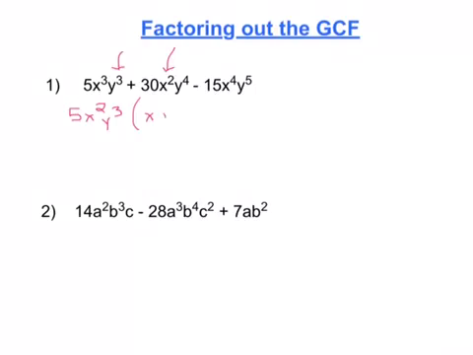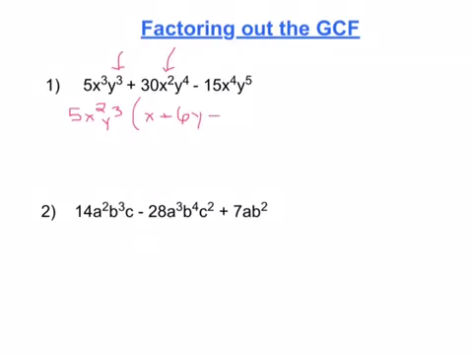So let's bring down our plus sign. And 30 divided by 5 is 6. x squared divided by x squared is just 1, so you don't have to write 1 because 6 times 1 is just 6. But y to the fourth divided by y to the third: when you subtract the exponents, 4 minus 3 is 1. So it's y to the first, which is just y. Bring down the minus sign and just keep going.